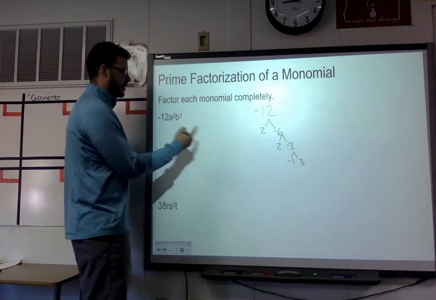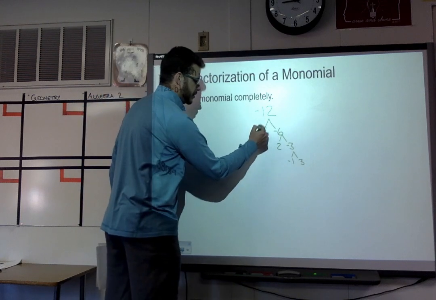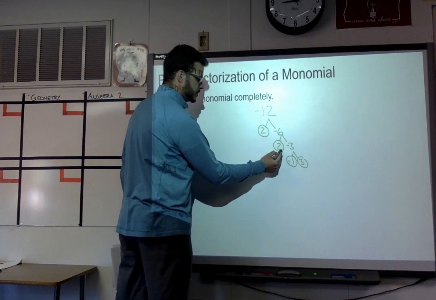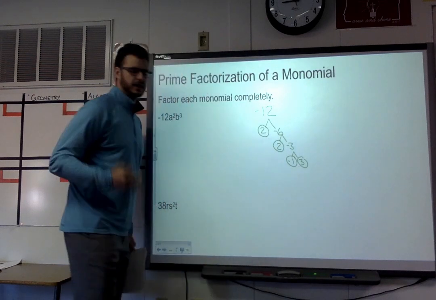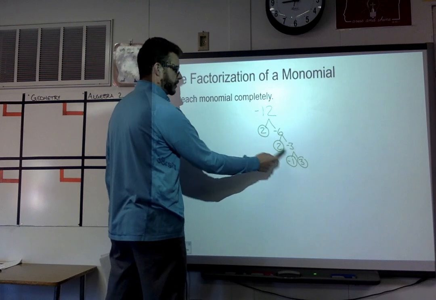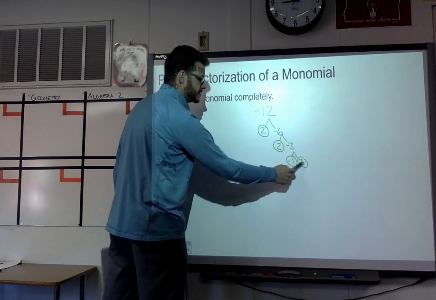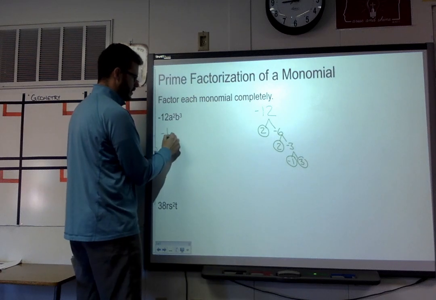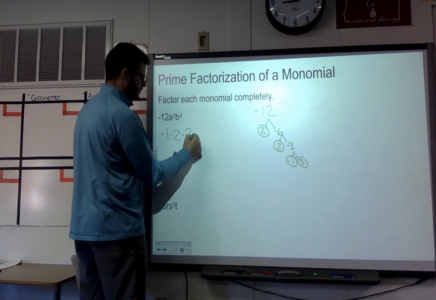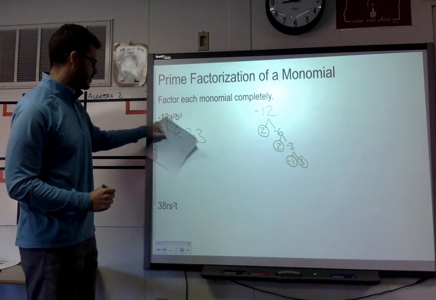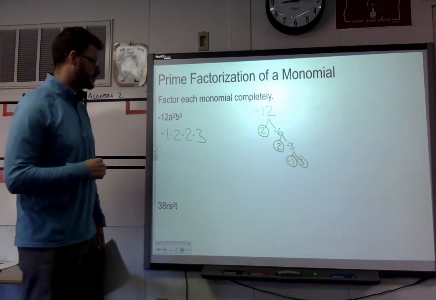So now what I can do is I've broken this down as far as I can go. 2, 2, negative 1, and 3. None of those can be broken down any further. So this is the prime factorization. We've factored negative 12 out to negative 1 times 2 times 2 times 3. If you multiply those all together, you end up getting back to negative 12.